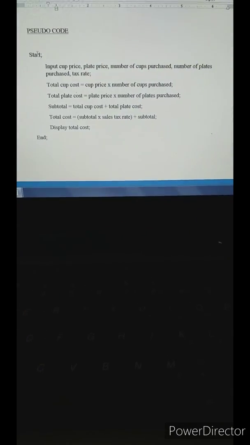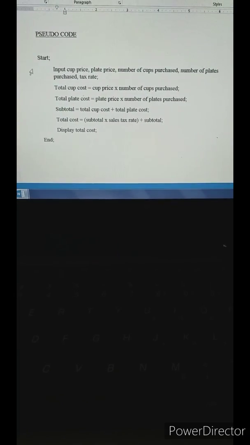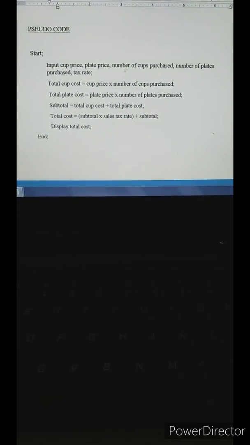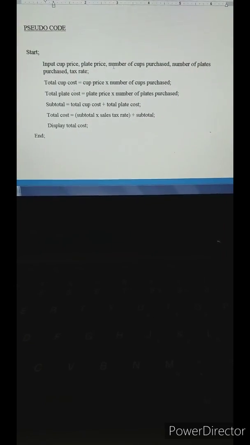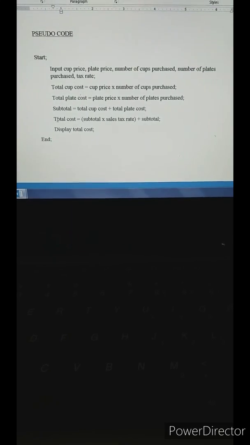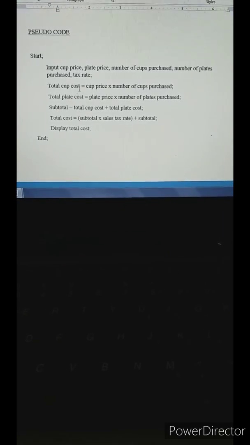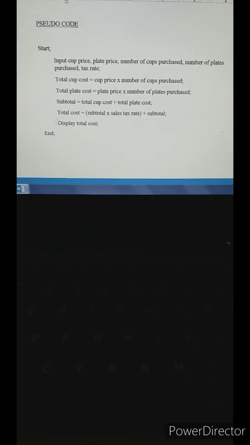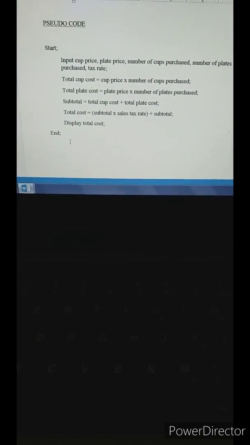Now for the pseudocode. The pseudocode is the same as the flowchart as I said before. First of all start, and then the input will be cup price, plate price, number of cups purchased, number of plates purchased, tax rate. And then these are the 4 processes: total cup cost, total plates cost, subtotal, and then total cost. And then this will be the output, and then end.